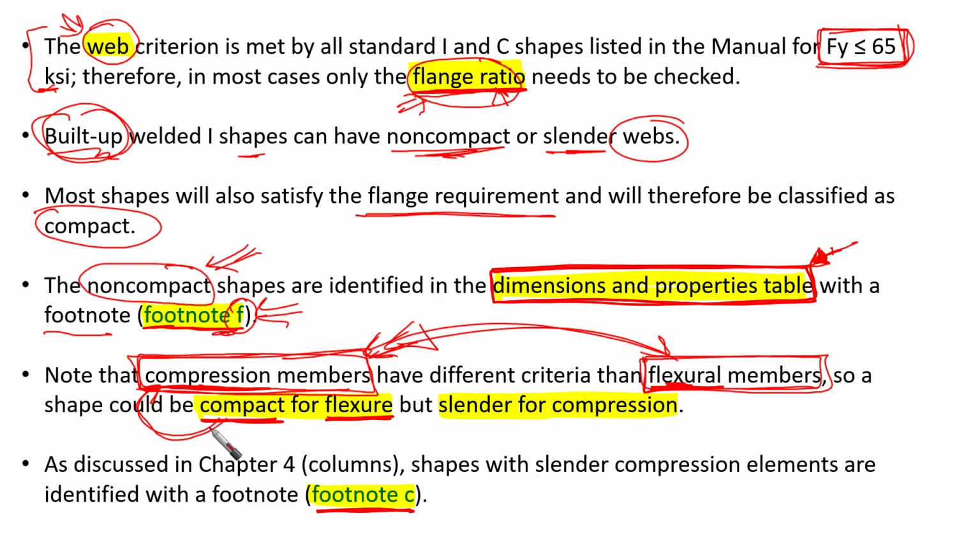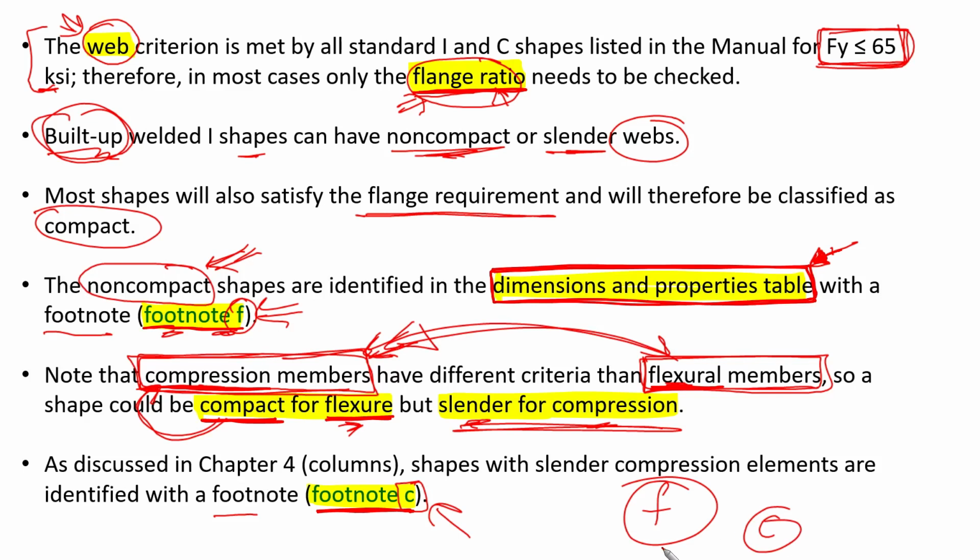No. It might be compact for flexure, for example, but it is slender for compression. So do not be confused. As discussed in chapter 4, which is columns, shapes with slender compression elements are identified with footnote C. Footnote F means non-compact, as we said, and footnote C means slender. This is a very important note for you when you are using the table, and it is related to the compactness, non-compactness, and slenderness of the cross section.